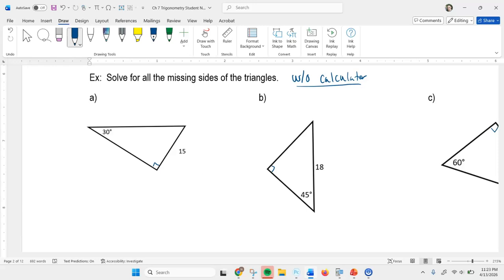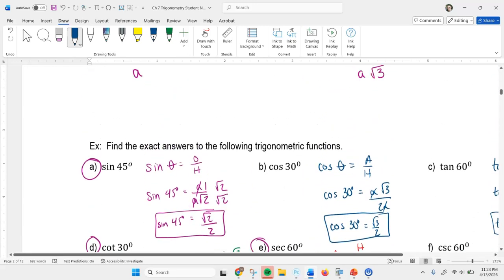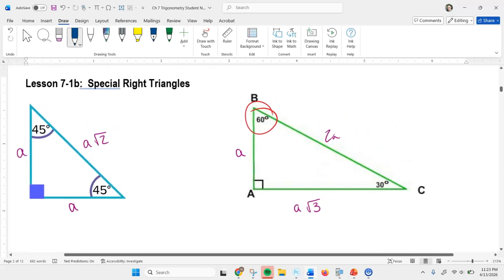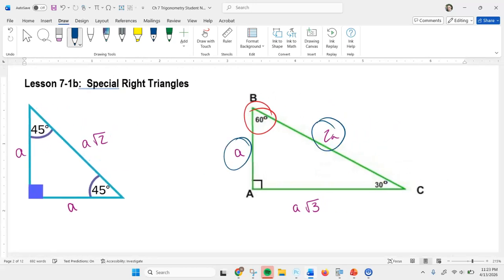But let's look up at the top. So we have this special right triangle. That's a 30, 60, 90 triangle. So what I'm going to do is I'm going to label that triangle that we're working with, these sides, and we're going to use that information. Our goal is to figure out what A is. If we can figure out what A is, we can find the other two side lengths.